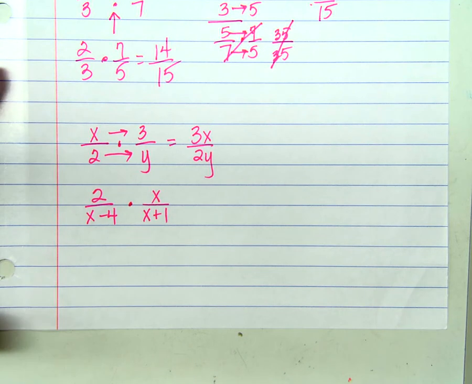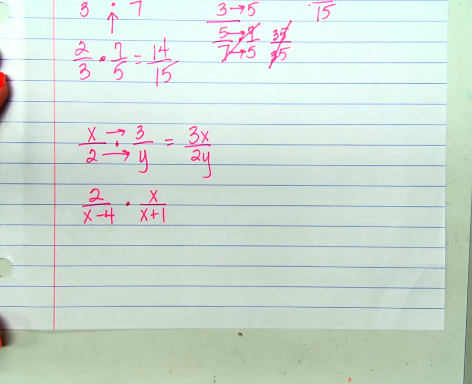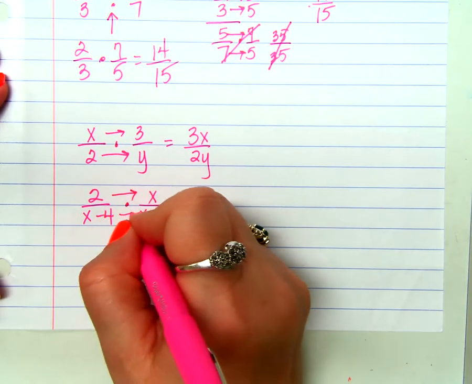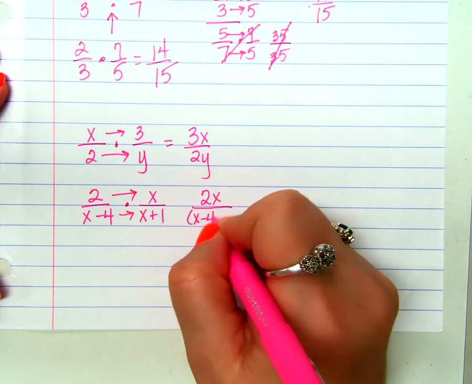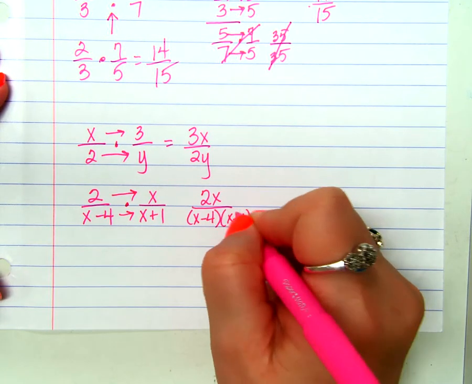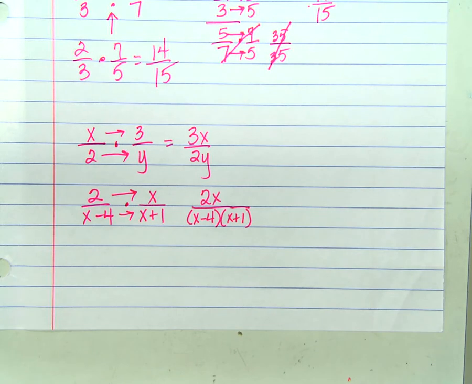How do I do that? Multiply straight across. It's the same kind of deal, right? 2x times x minus 4 times x plus 1. And that is where we are going to stop. How many of you want to distribute right now?